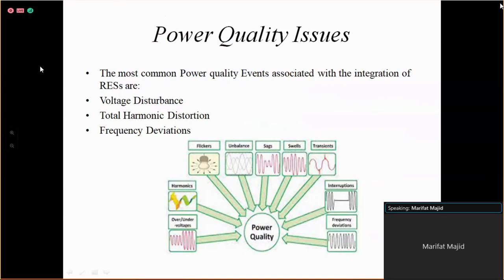So if we talk about the power quality issues, the main power quality events associated with the integration of renewable energy could be broadly three. These are voltage disturbances, total harmonic distortions, and frequency deviations. Although there can be other power quality issues also, these three are mainly found when we integrate a renewable energy system into the existing power system.